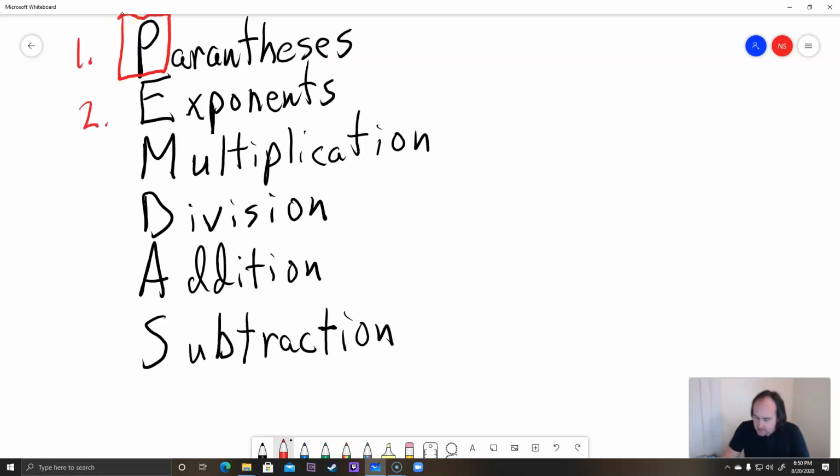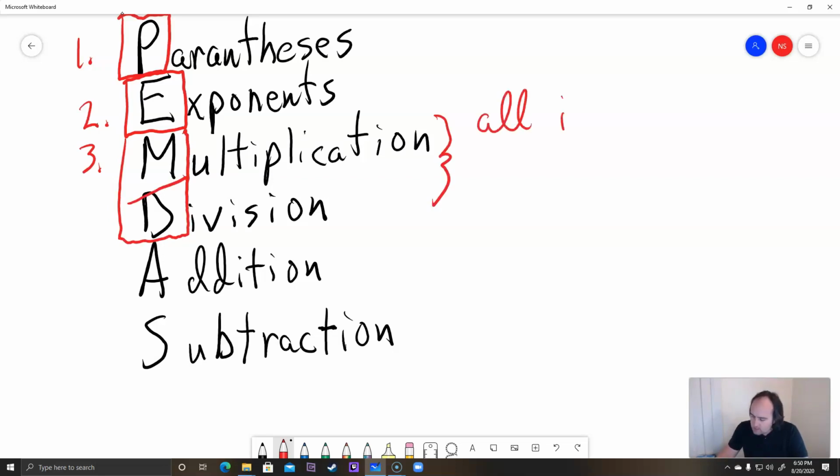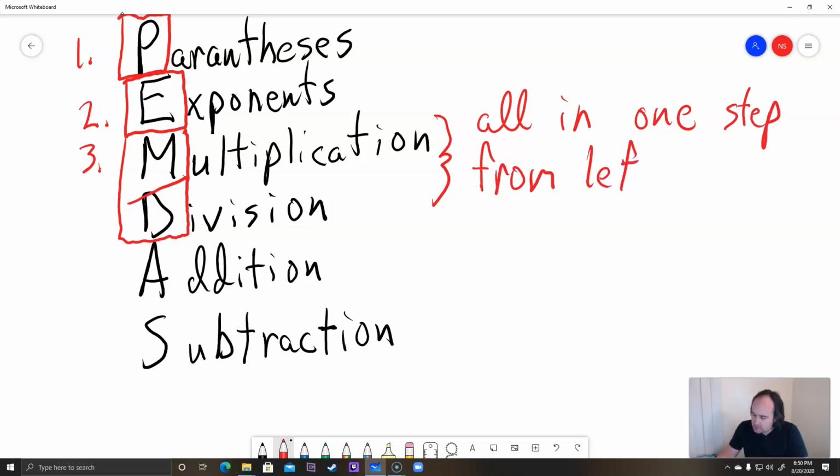So the first step is parentheses. The second step is exponents. Now, here's the tricky part. The third step is both multiplication and division, all in one step, from left to right. Okay, so all in one step, and you have to do it from left to right.